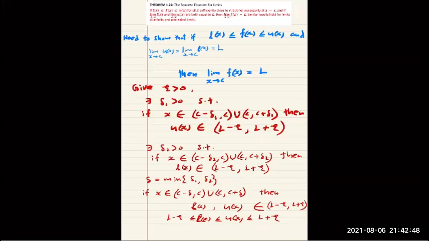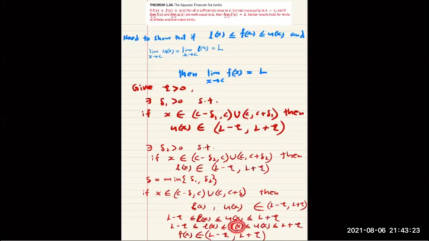Now what I can do is modify this a little bit further. L minus epsilon less than or equal to L of x less than or equal to, now I am going to place my f of x here because it's given in the problem. f of x is stuck between L of x and u of x, and L plus epsilon. What does this tell you? This clearly tells you that f of x is between L minus epsilon and L plus epsilon, right?